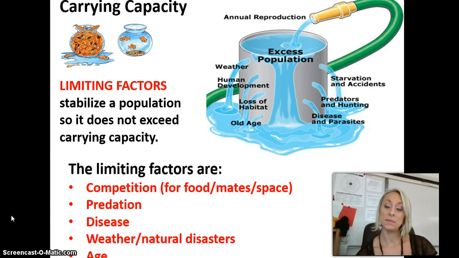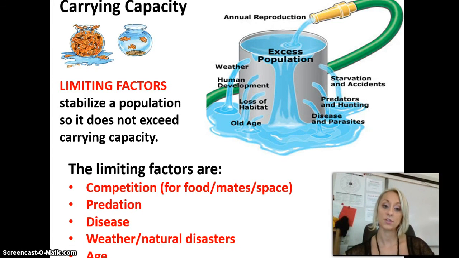Some factors will limit the amount of carrying capacity. So once the population reaches carrying capacity, factors will come into play to make sure that they don't go over carrying capacity. These are called limiting factors. Limiting factors stabilize the population so it doesn't go over carrying capacity.